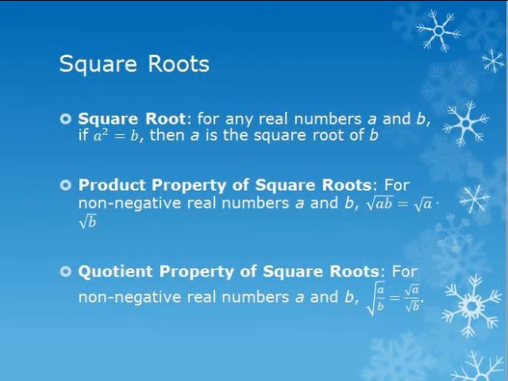Same thing for quotient. If you're taking the square root of A divided by B, you can separate those into the square root of A divided by the square root of B. So you can separate those out as well. And you can go back and forth. If you have the square root of A times the square root of B, you can make it the square root of A times B. And if you have the square root of A divided by the square root of B, then you can make it the square root of A divided by B. So you can go both ways with that.